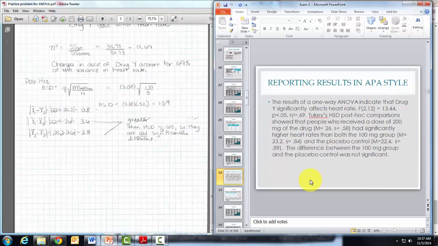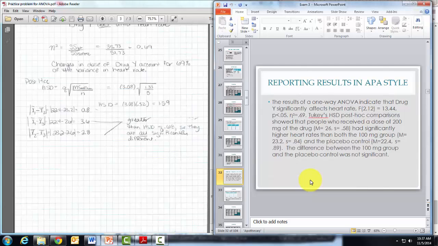So I'm saying, here's the result of my F omnibus test first. And you're going to report it in that specific way. Then I'm going to follow it up and report on my honestly significant difference. So I do want to follow up and just say, well, okay, it does affect heart rate, but how? Tell me more about that. So that's what this second bit does.